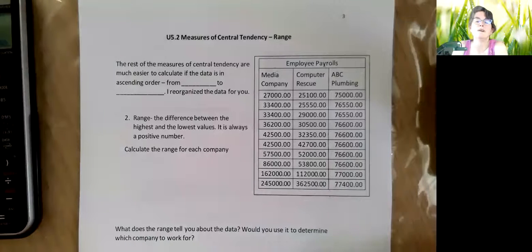Hey there, this is video 5.2. We're still talking about measures of central tendency, and in this video, we're going to talk about range.